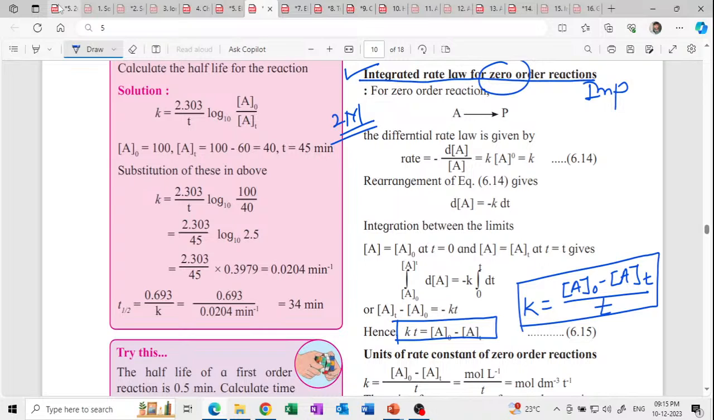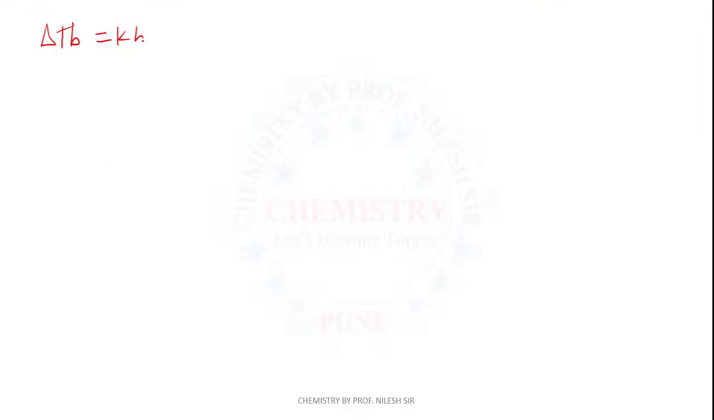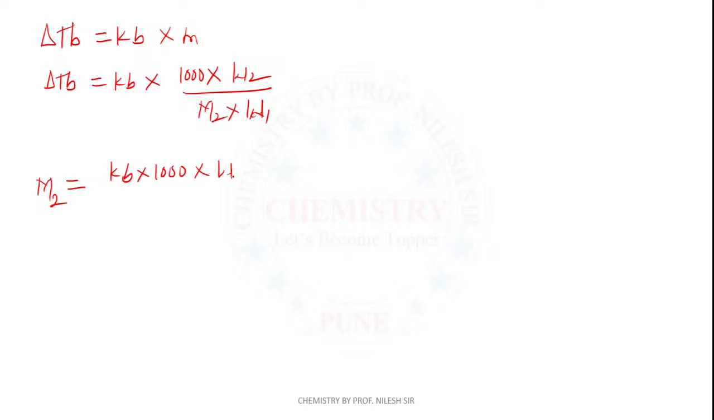Okay, I will derive the formula for you here. Delta TB is equal to Kb into m. Delta TB is equal to Kb into 1000 into molarity, where m is the molality: weight of solute divided by molecular weight of solute into weight of solvent. So what is M2? We have to calculate it. M2 is Kb into 1000 into weight of solute, this whole divided by delta TB into W1. Get it? So substitute the values.